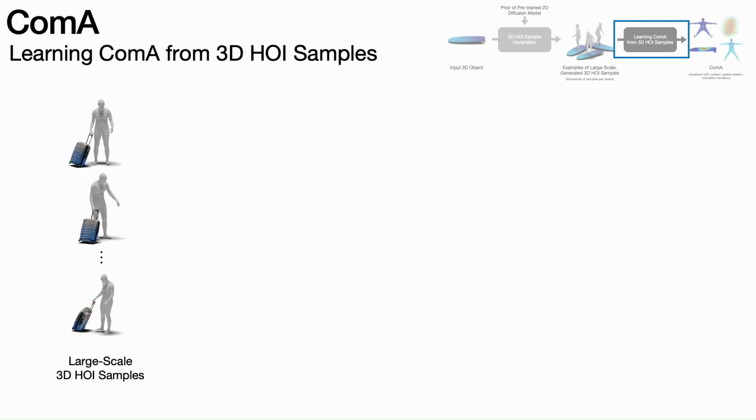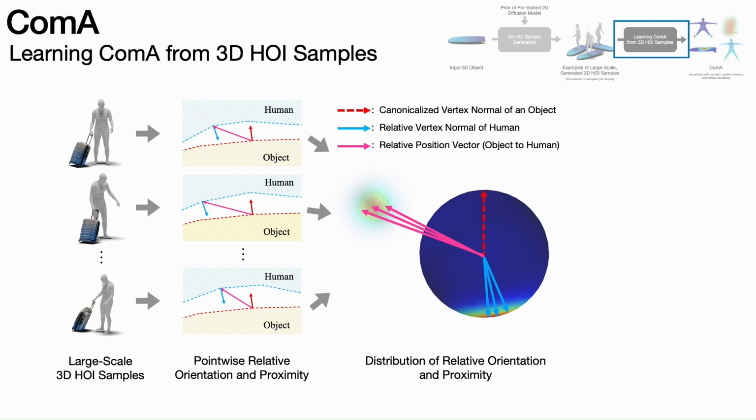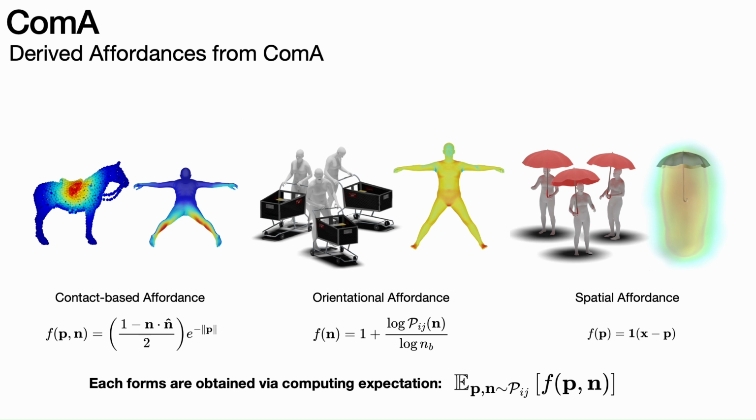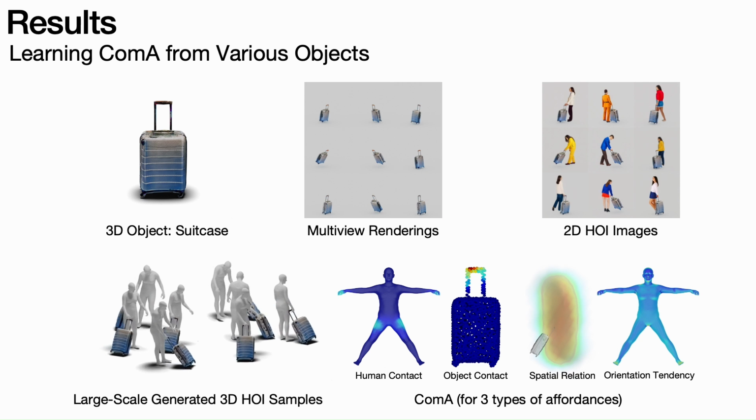Now from these generated 3D HOI samples, we learn comprehensive affordance, aka ComA. ComA is defined as joint distributions of relative orientation and proximity for all human-object vertex pairs. These distributions capture the dense patterns of contact and even non-contact patterns during the interaction. By applying different types of expectations, we can obtain the information for contact-based, orientational, and even spatial affordance from these distributions. Now we present the results.